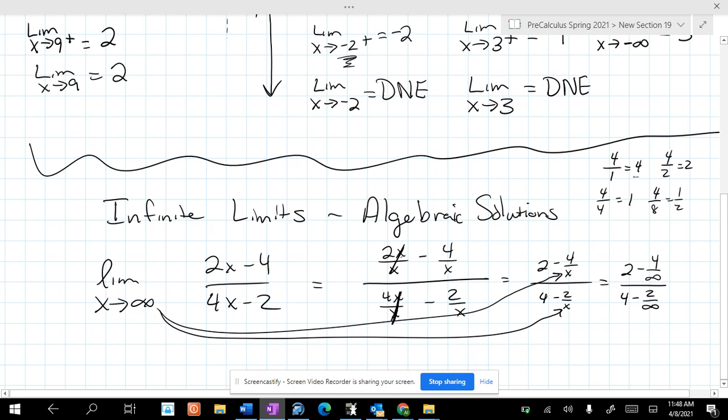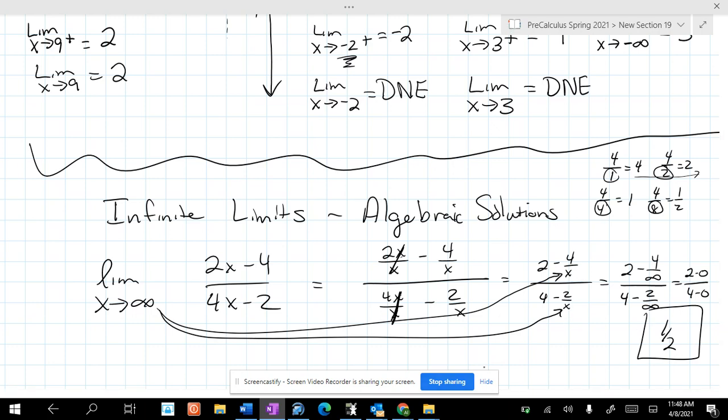So what's happening to these numbers? They're getting smaller and smaller. They're getting close to 0. So as the denominator gets bigger, these numbers are getting closer to 0. So what's 4 over infinity? 0. So it's 2 minus 0 over 4 minus 0, which is 1/2. So if you would graph this function as you go towards the right, it would go closer and closer to the number 1/2.